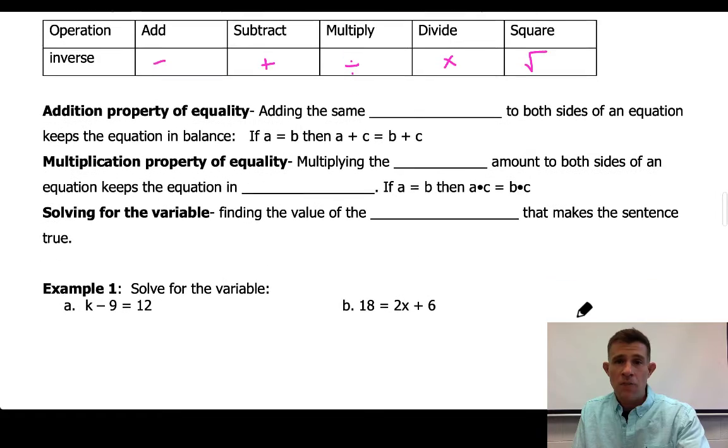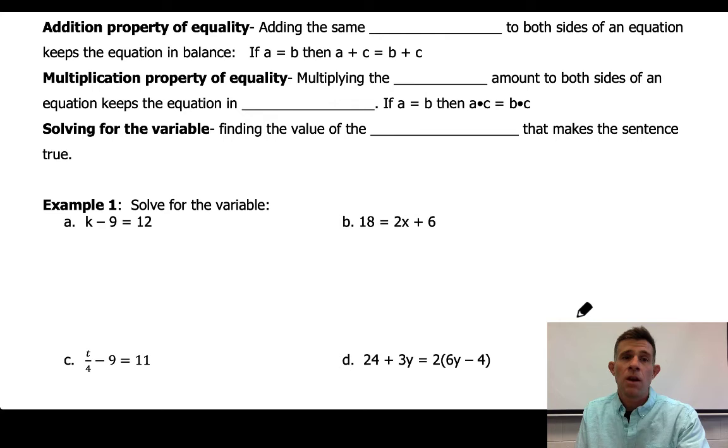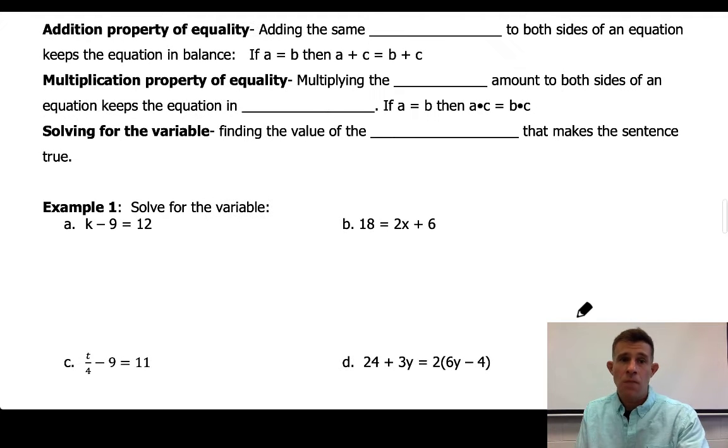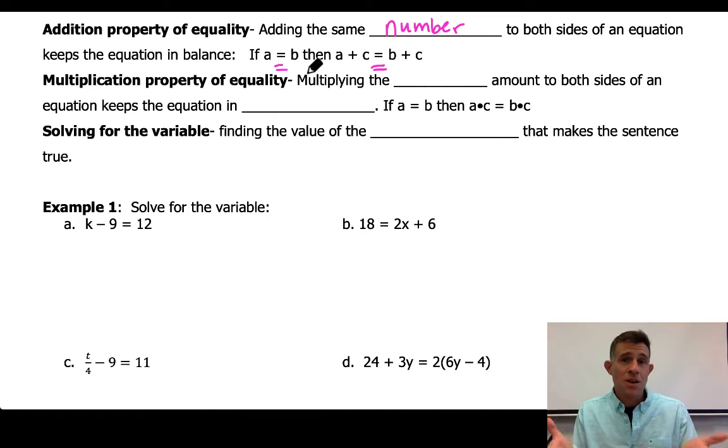Now, some algebraic properties that allow us to solve equations for variables are the addition property of equality and the multiplication property of equality. And they simply state this, that when I add the same number or the same quantity to both sides of an equation, it's going to keep the equation in balance. In other words, if two things are already equal, like A and B, and I add C to both A and B, then they're going to remain equal to each other. And that's essentially how you can think of an equation. It's like a balance, that two sides are equal.